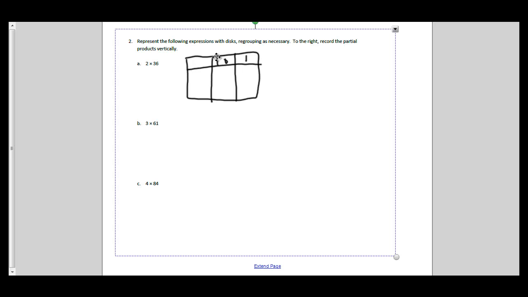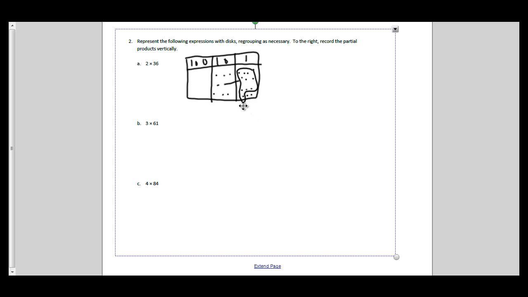So I've got ones, tens, hundreds, and I've got 36. So there's 36 one time. Here's 36 two times. Okay, so let's see if we can regroup. I've got 12 ones. So I'm going to go ahead and circle 10. 1, 2, 3, 4, 5, 6, 7, 8, 9, 10. All right, and I'm going to move that over here.